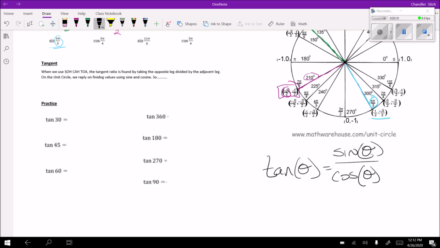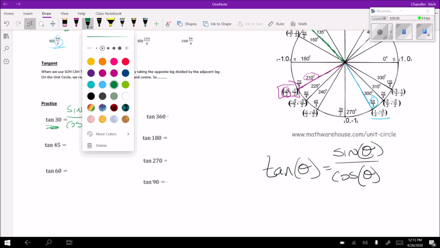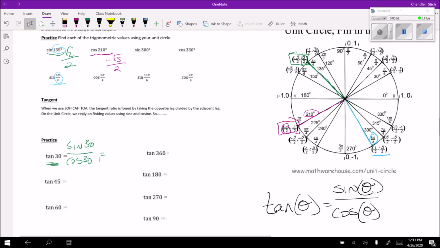So if I know that tangent of theta is equal to sine theta over cosine theta, and I want to find tangent 30, what I can find is sine 30 over cosine 30, and then do some reduction. So let me look at my unit circle. Here's 30.